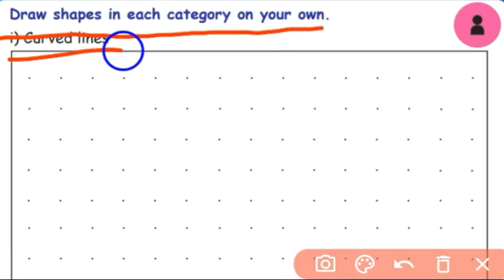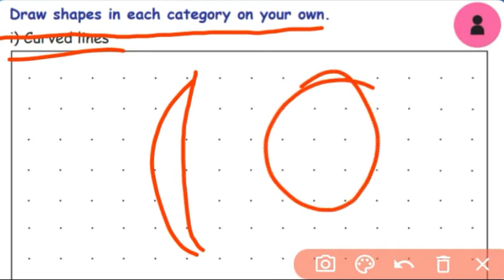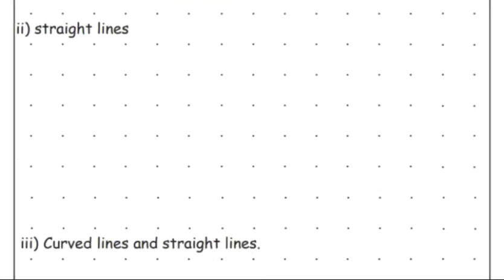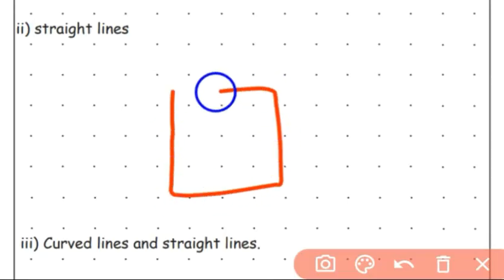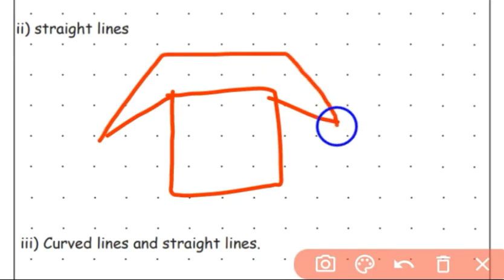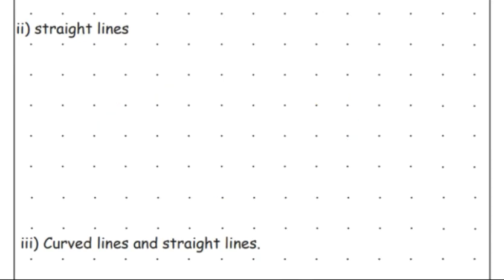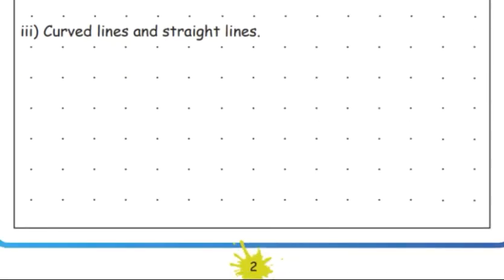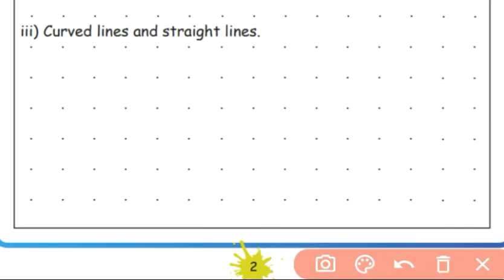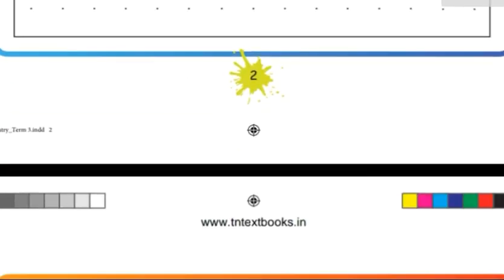First one, curved line. You can draw any picture using the curved line, but only the curved line you have to use. Next, straight lines. You can draw any picture you wish. Curved line and straight line. Straight line and one curved line. Both. Okay. Next.